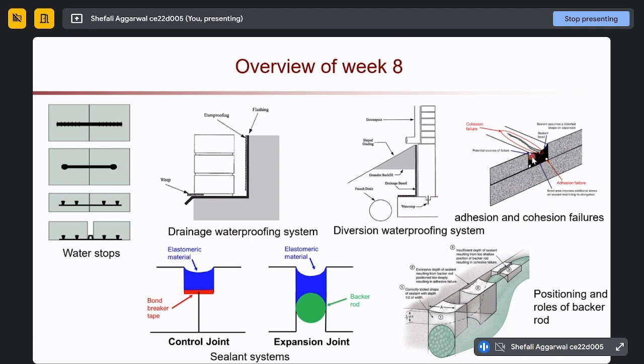Adhesion type and cohesion type failure. Cohesion type is in between the sealant, that is mainly due to applying too much pressure or too low pressure, that kind of failure will cause cohesion failure. And if there is a failure between the substrate and the sealant material, if the sealant material is not properly placed, there can be a failure which is called adhesion failure.